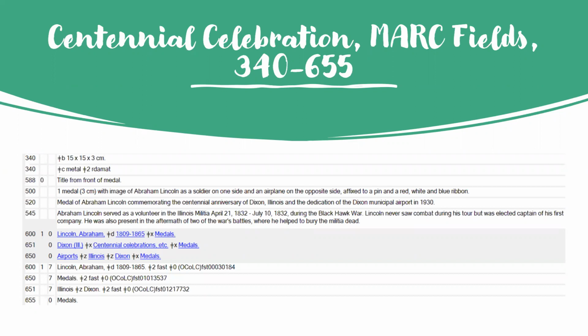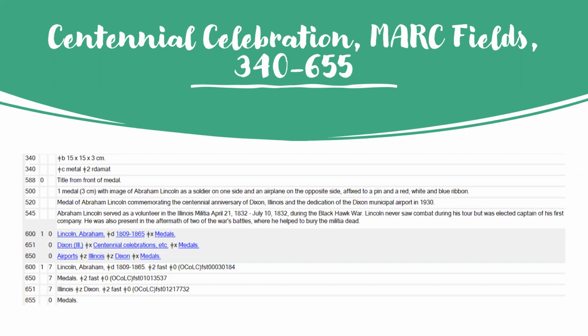There's an image of Abraham Lincoln as a soldier on one side and an image of an airplane on the other side. And we also learned that the medal is affixed to a pin and a red, white, and blue ribbon, which we saw in those first 2 pictures. And then the 520 field, the summary, etc., informs us that this medal commemorates the centennial anniversary of Dixon, Illinois, and the dedication of the Dixon Municipal Airport in 1930.